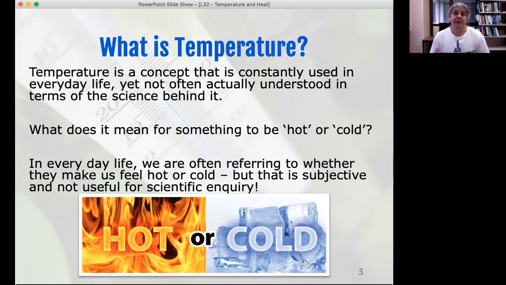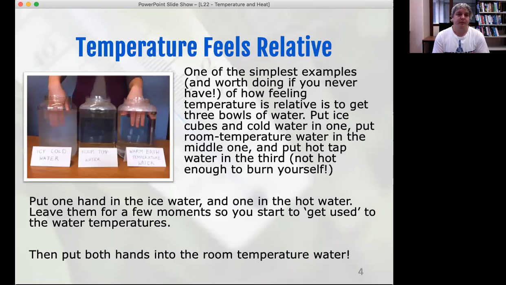It's cold today just means it's colder in the atmosphere than it was on a previous day, or the average temperature. It's colder than that. So it's all very subjective. There's nothing scientific or very specific about that, which is not useful for us as physicists.